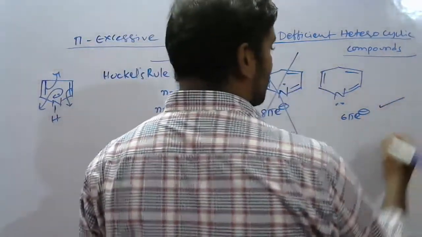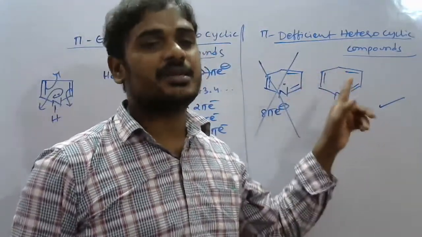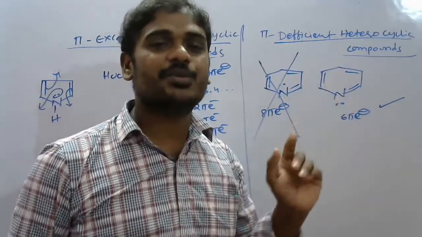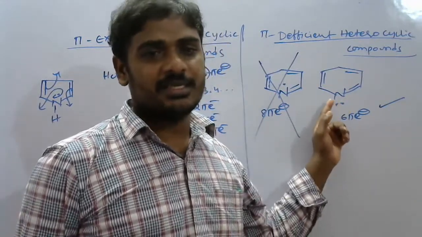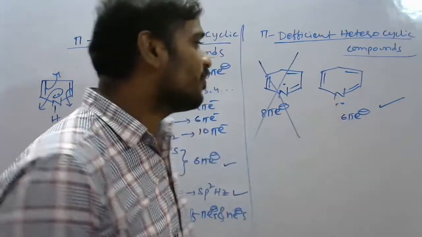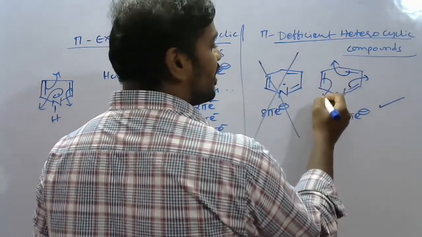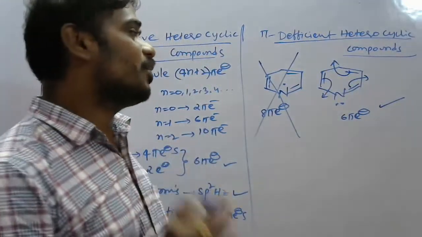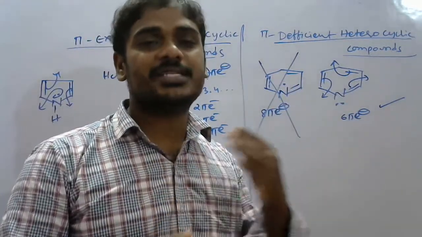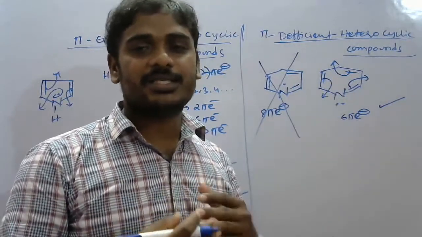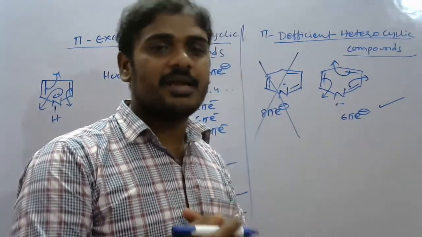This structure is the correct structure because inside the cyclic system there is a sufficient number of pi electrons. That is, 3 pi bonds contribute 6 pi electrons, and the lone pair of electrons is not required for the aromaticity condition. That's why the lone pair of electrons is not involved in the delocalization. Only the ring-containing pi bonding electrons are involved in the delocalization. The lone pair is not involved in the delocalization because the ring possesses a sufficient number of pi electrons.